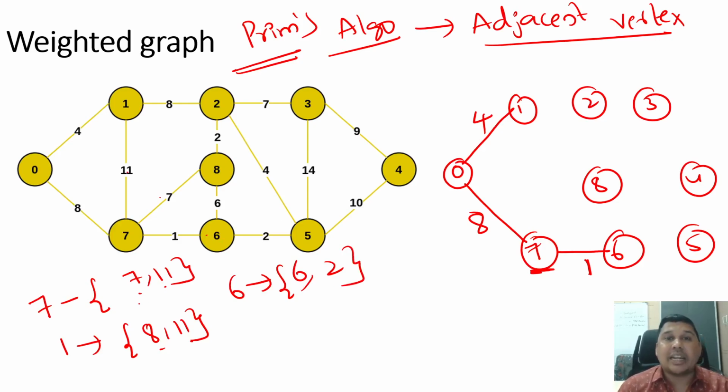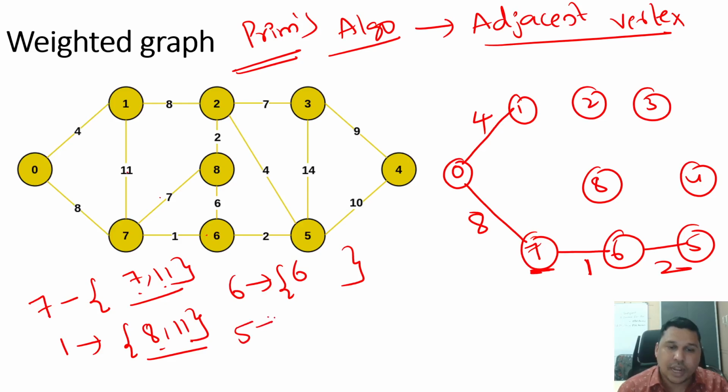Now, among the alternatives of 7 and the alternatives of 1 and the alternatives of 6, in all this set, which one is the minimum cost one? 2 is the minimum cost one. So that you have to include. It is from 6 to 5, 2. So erase this 2 from here now. Next, we got a new vertex 5 here.